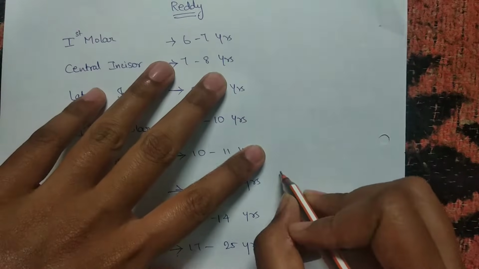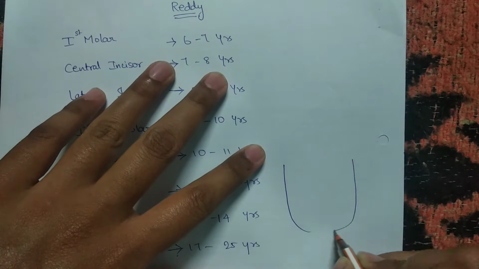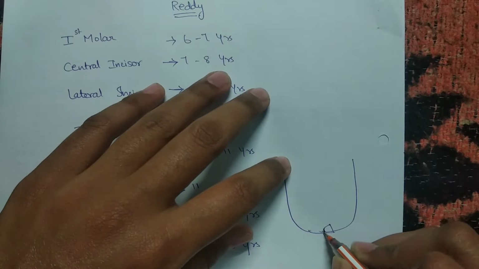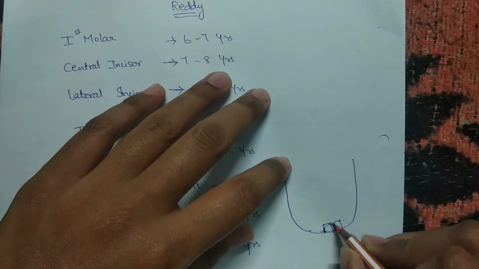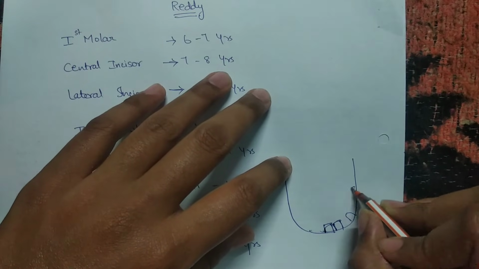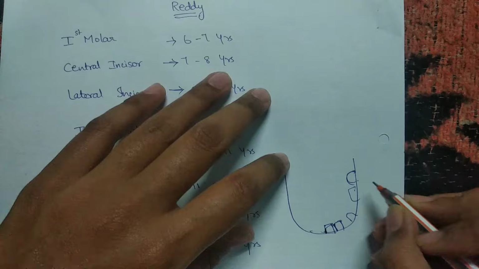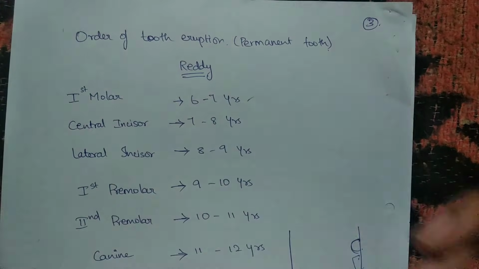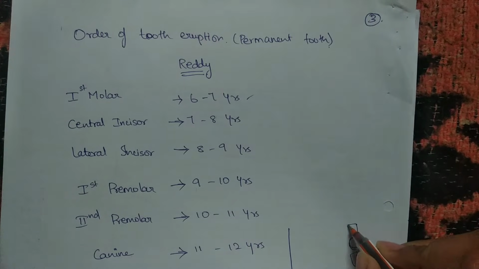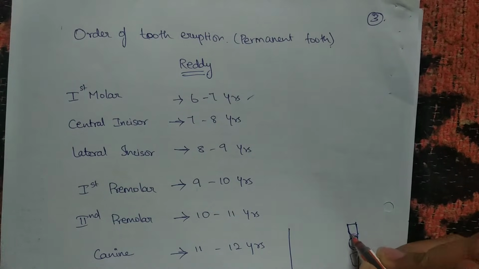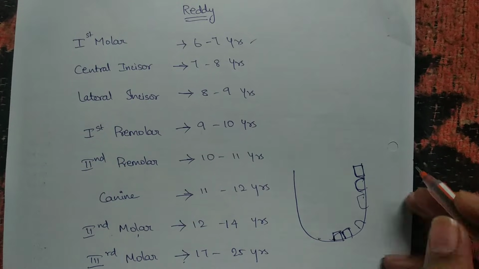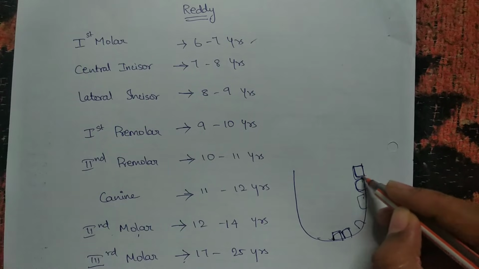And here we need to know one more thing. Let us take this as the jaw, the mandible, and these are the temporary teeth: 2 incisors, 1 canine, and 2 molars. The first tooth to erupt, as I told, is the first molar. First molar will erupt here. So molars will erupt at the vacant spaces. It will not erupt after the fall of some tooth.